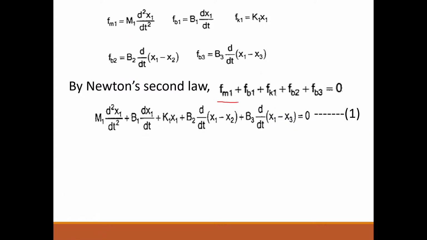So instead of Fm1, you should write what? m1 d square by dt square x1. Instead of Fb1, you should write b1 dx1 by dt. Instead of Fk1, you must write k1 x1. Instead of Fb2, you must write b2 d by dt of x1 minus x2. Instead of Fb3, you must write b3 into d by dt of x1 minus x3.